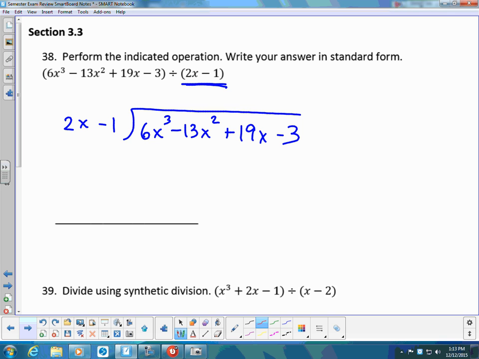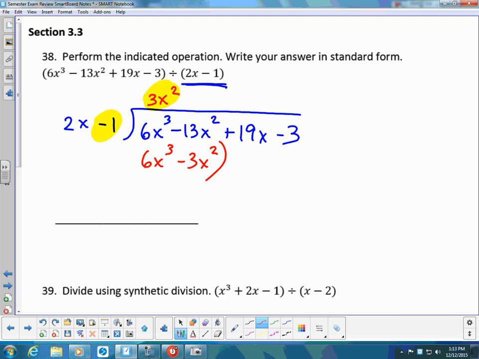I'm going to look at this first term here and this first term here and say, what do I need to multiply 2x by to get 6x cubed? And so for this, I'd say 3x squared. But now I need to take that 3x squared and multiply it by the 2x and by the negative 1. So 3x squared times 2x is 6x cubed. And then 3x squared times a negative 1 is a negative 3x squared.